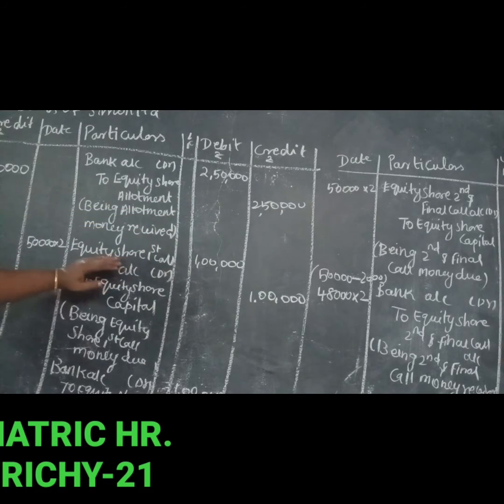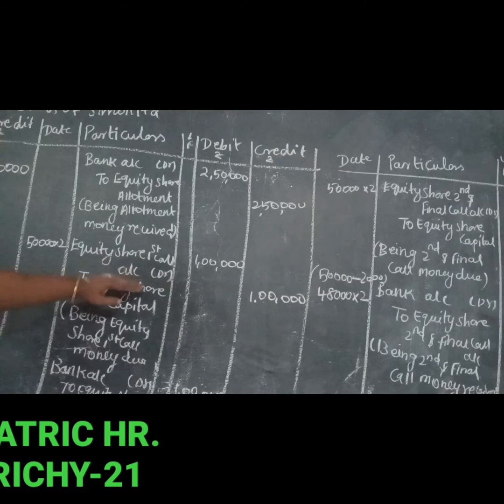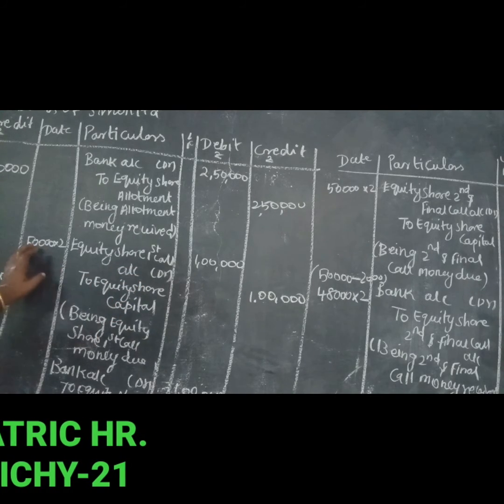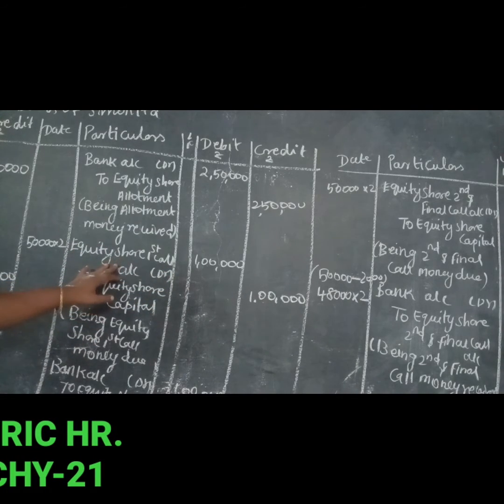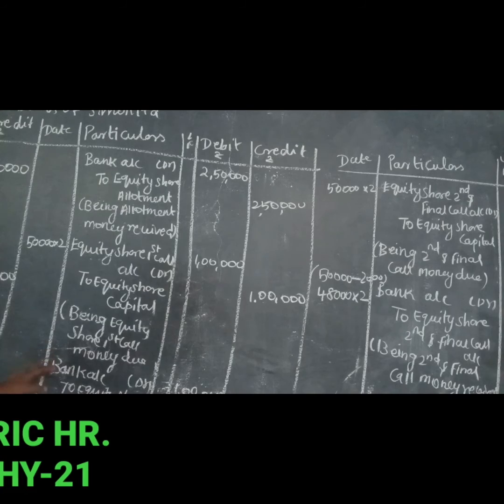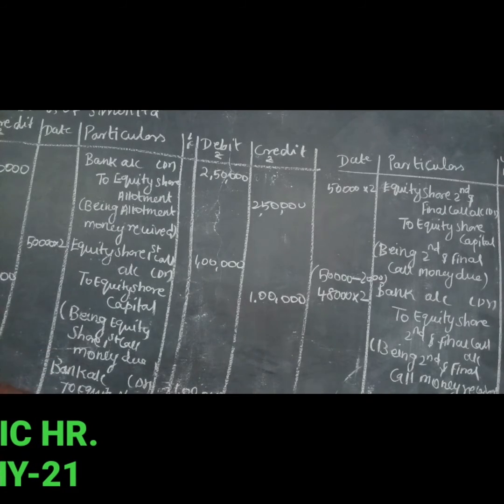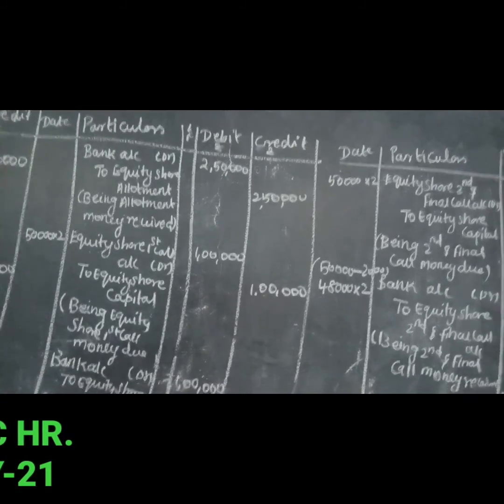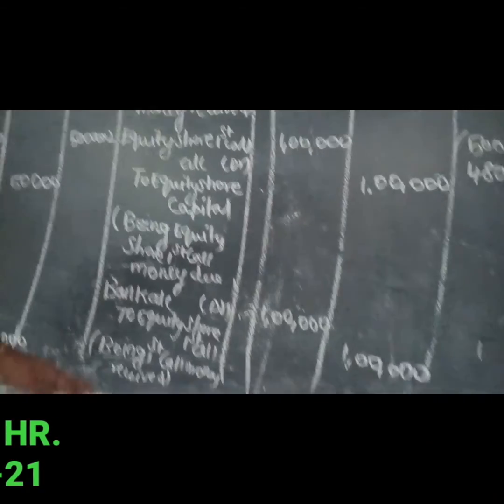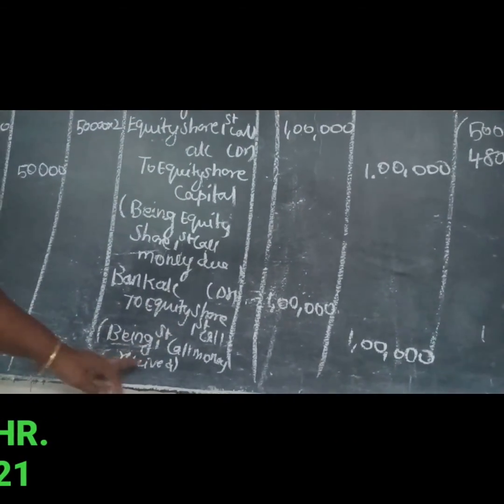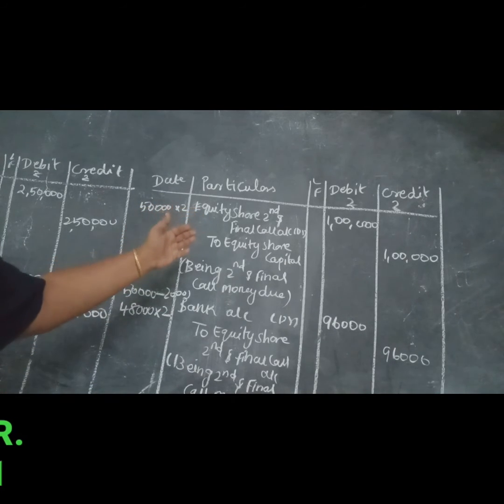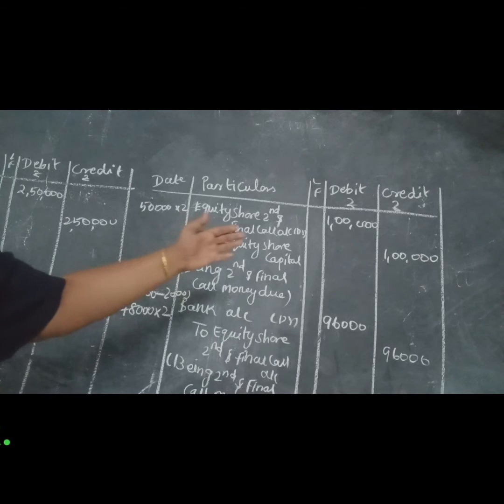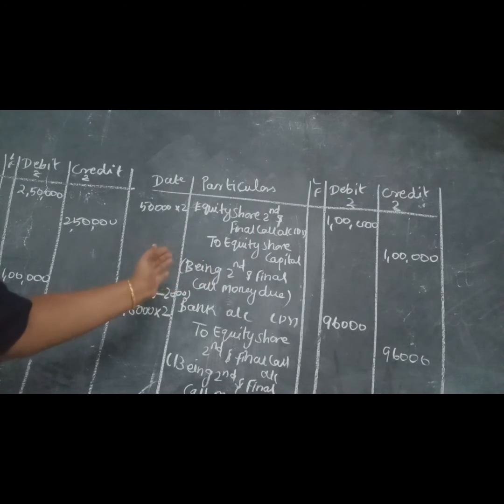The next entry, for first call: equity share first call account debit to equity share capital. So 50,000 shares into 2 rupees, 1 lakh, being capital money due. The next entry, equity share first call money is received: bank account debit to equity share first call account 1 lakh. The next entry, equity share second and final call account debit to equity share capital 1 lakh, being second and final call money due.